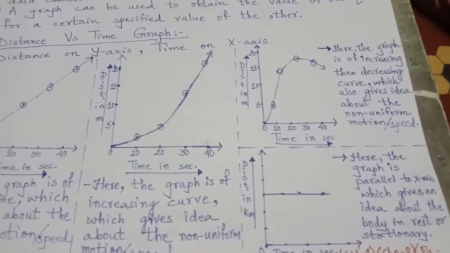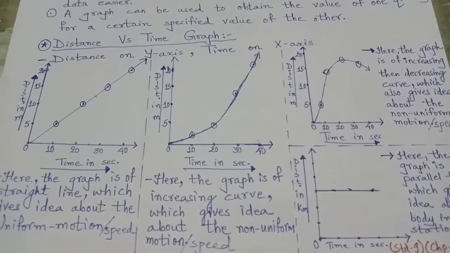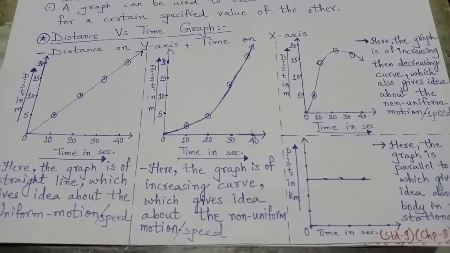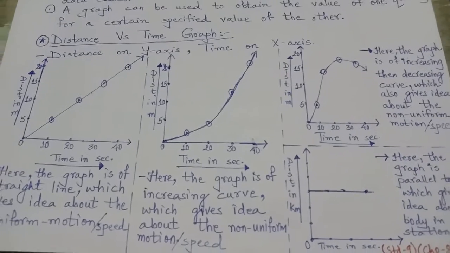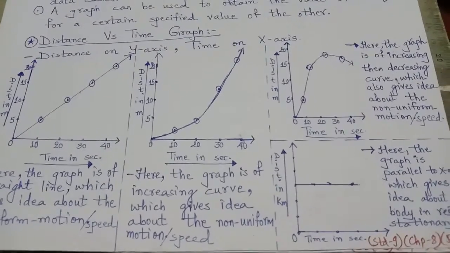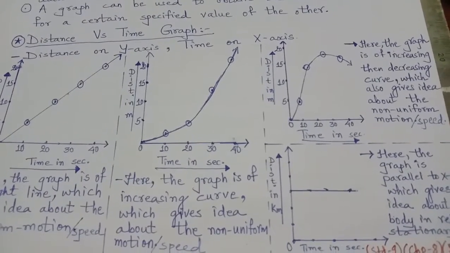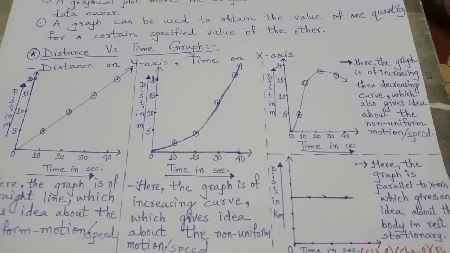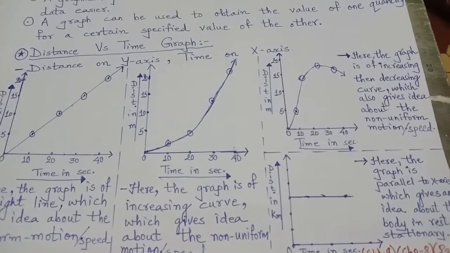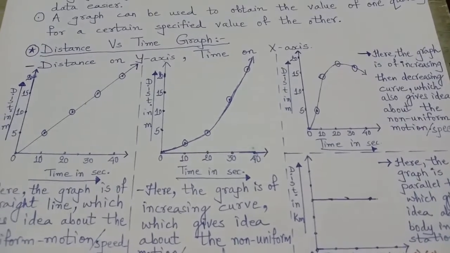Clear? So this is what our graph helps us get: information about uniform speed, non-uniform speed, whether increasing speed, whether decreasing speed, or whether the object is in a stationary state. Right? Now let us see how a specific value which we want to know can be obtained from the graph. Let us see.